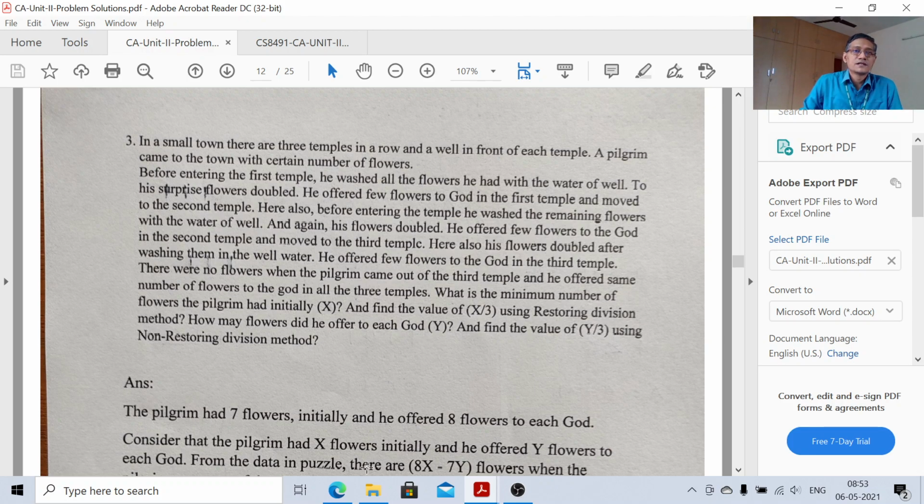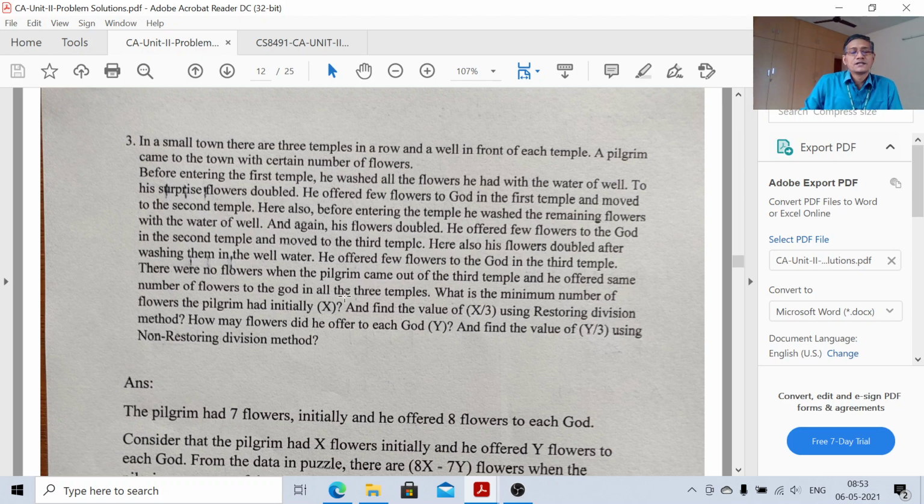So with the problem statement given to us, the pilgrim, before entering each temple, has the flowers doubled. So when he washed the flowers he had in his hand in the well, and subsequently offered some flowers to God in each temple, the condition given is that for each temple he has offered the same number of flowers. Okay, so we need to start from the first temple.